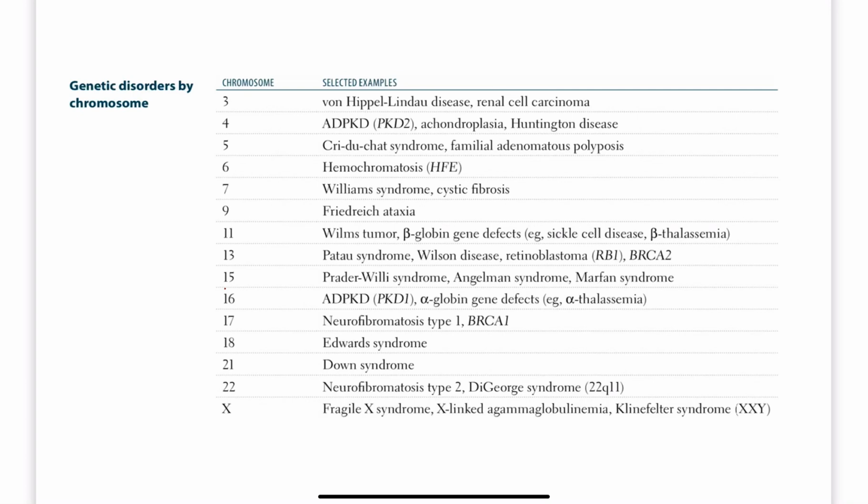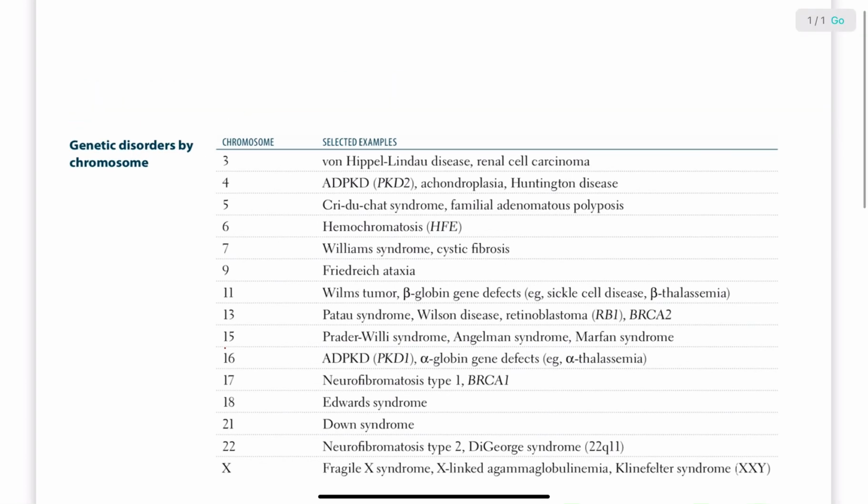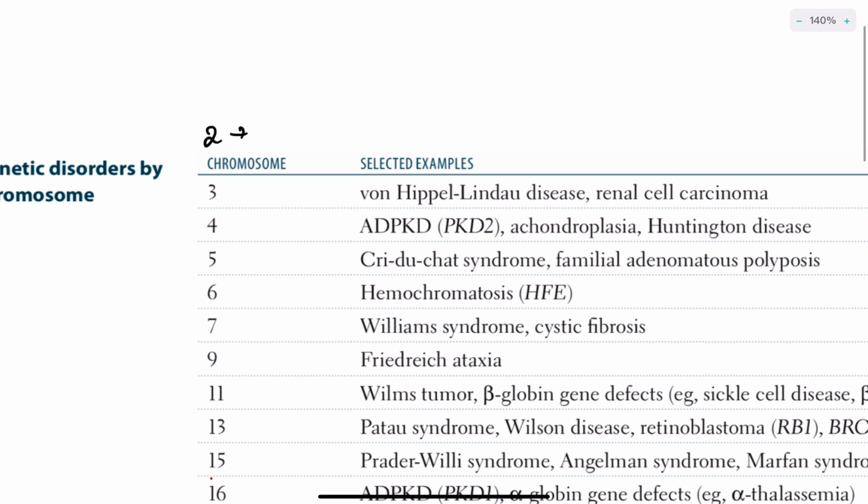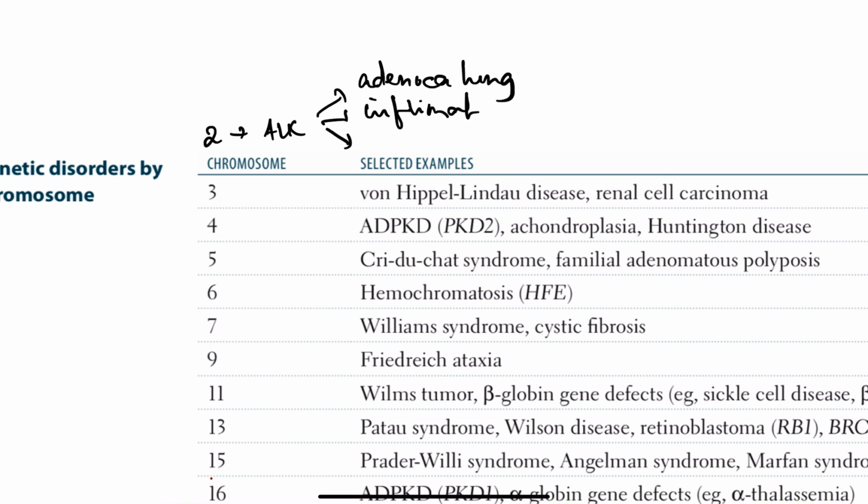Okay, so let's start with chromosome 3. Before chromosome 3 comes chromosome 2, where you have the ALK oncogene, and this is for three cancers. You have adenocarcinoma lung, inflammatory myofibromatosis cancer, and there is one more, anaplastic large cell carcinoma. So three tumors, these are oncogenes.